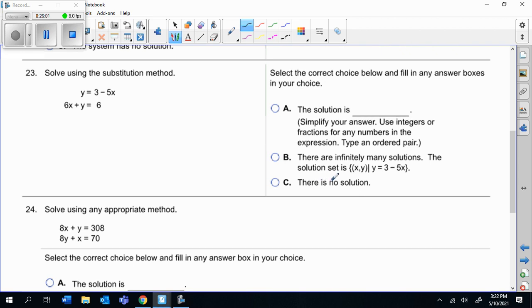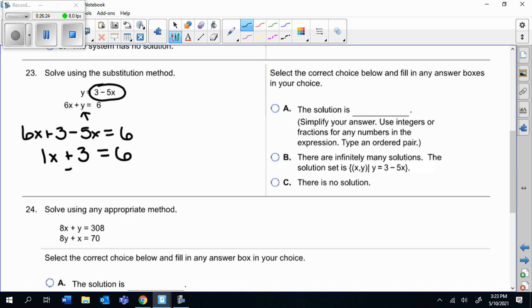Number 23, solve with substitution. So I would plug this in for y right here. So 6x plus 3 minus 5x equals 6. Now you see we're down to one variable. 6x minus 5x is 1x, plus 3 equals 6. Take that 3 to the other side. And we're good.